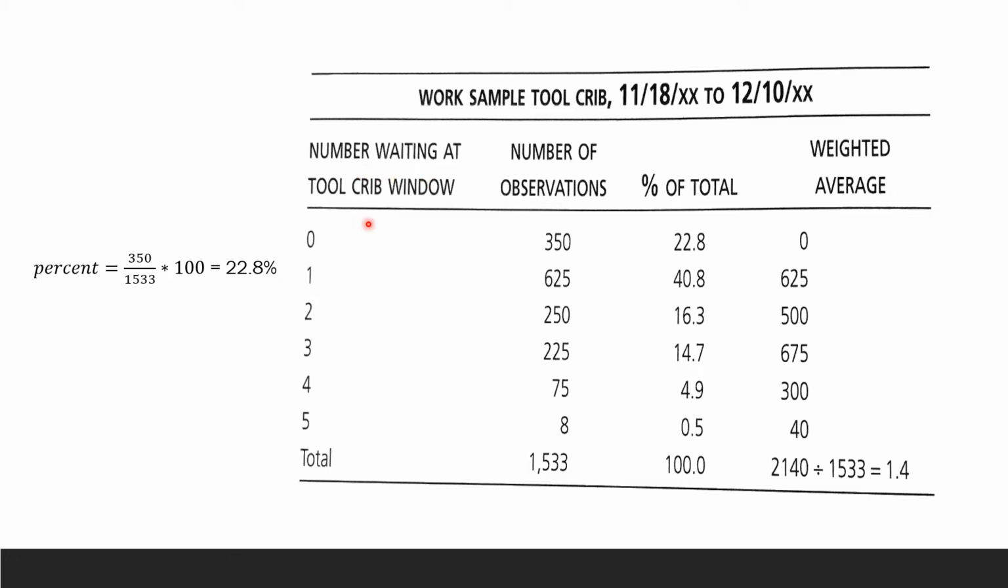Number waiting at the crib window, 0 all the way to 5, so 1, 2, 3, 4, 5, and that's your element of work. Number of observations for each element is going to be that. The total is 1,533. Therefore, for each one of them, we can get work sample. So 350 divided by 1,533, you're going to get 22.8. We want to do the same thing. Now you get a hold of what work sampling is and how we calculate. It's very simple, high school math. So 350 divided by 1,533 times 100 is going to give you 22.8% right there. We do the same thing for all of that.